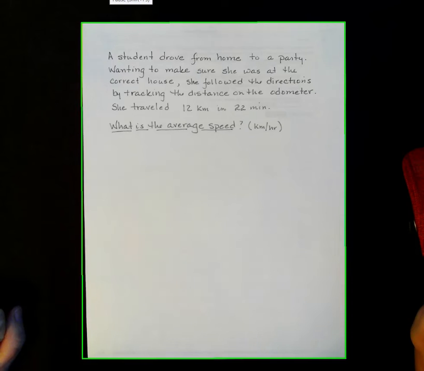So here's an example problem. I have a student that drove from home to a party. Wanting to make sure that she was at the correct house, she followed the directions by tracking the distance on the odometer. She traveled 12 kilometers in 22 minutes. So we want to know what the average speed is.